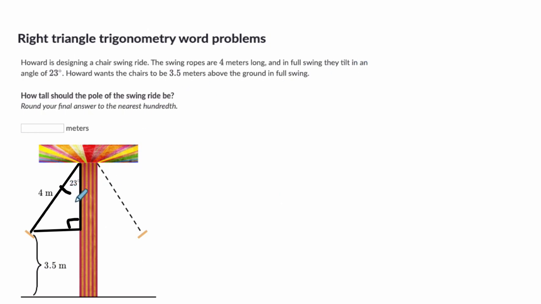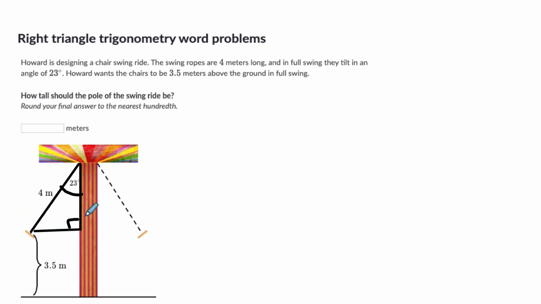Now, that just means as the ride's spinning, the fastest they're going to swing out, these chairs are on ropes, so as you spin you have a force that forces the swing to come out at 23 degree angle, but the idea is that we have the angle 23 degrees. Howard wants the chairs to be 3.5 meters above the ground, maybe for safety reasons. How tall should the pole of the swing ride be? So this is our goal, is to find the height of this whole pole.